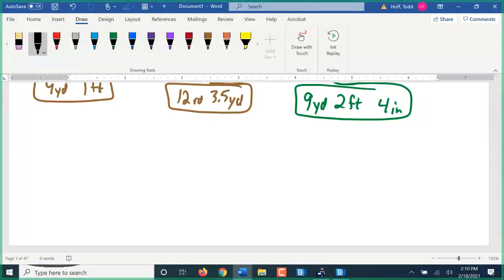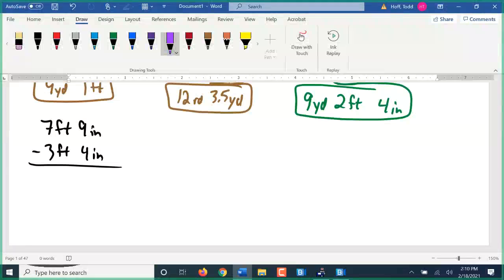Let's move on to subtraction. We might have something like 7 feet 9 inches minus 3 feet 4 inches. Just like any of our other operations, with other forms of numbers, we start on the right and work our way backwards to the left. We have 9 inches minus 4 inches is 5 inches. 7 feet minus 3 feet is 4 feet.